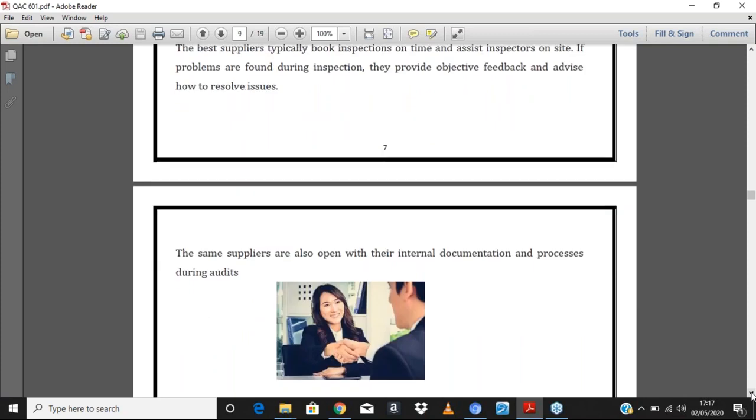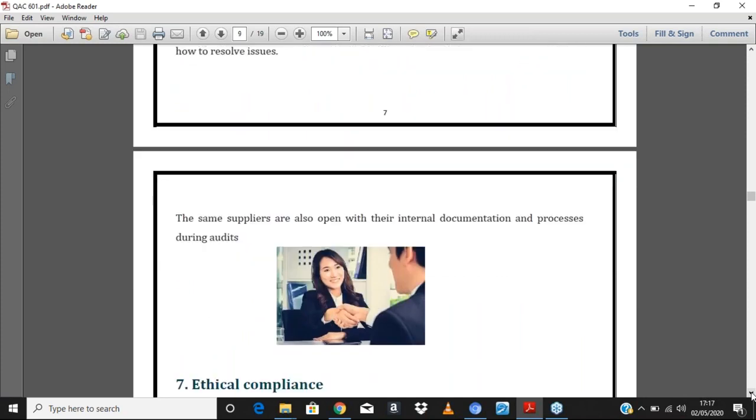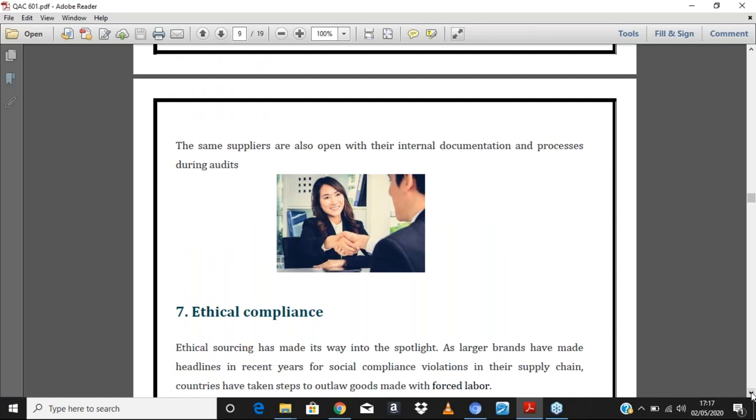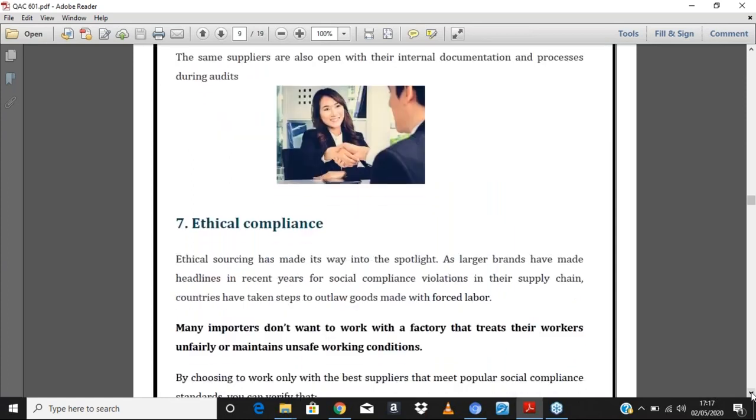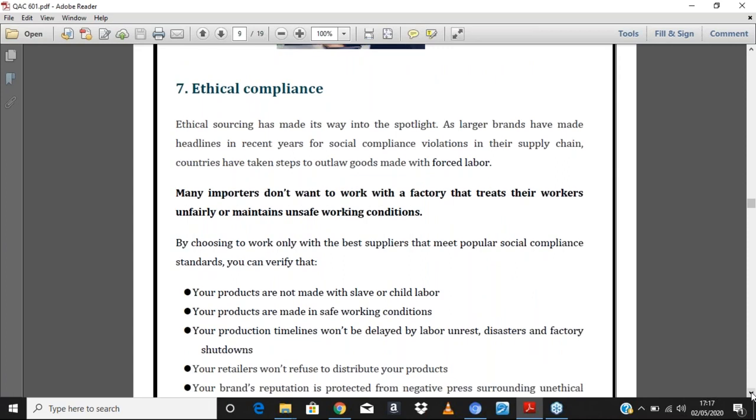So as you can see in the picture, we said the same suppliers are also open to documentation and processes. Number 7, look out for the ethical compliance. What is ethics? Ethics is right and wrong, the way something is supposed to be done. You have to also work with suppliers that are very ethical in their dealings. They do what is right with respect to what is acceptable within the jurisdiction where they are.